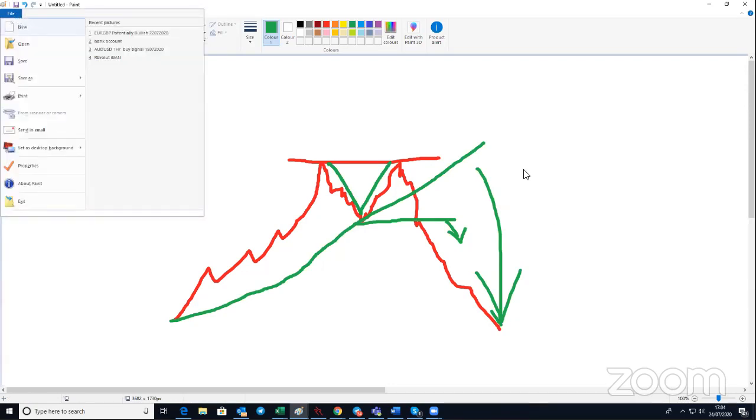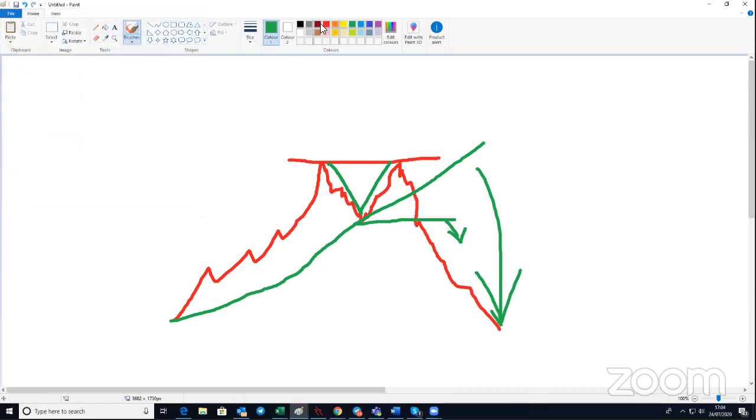All right, and also of course within the double top, while you're selling, you have got the ABCD, ABCD, ABCD. Okay, that's how we trade that.